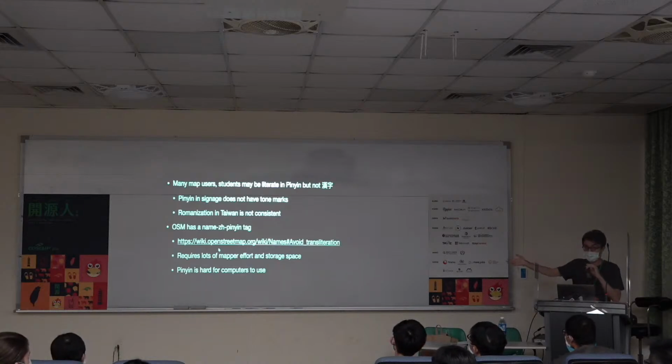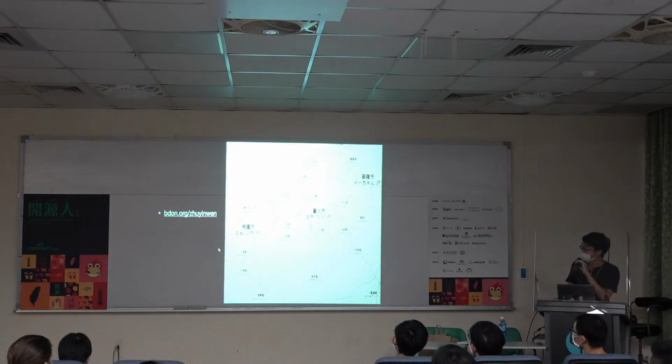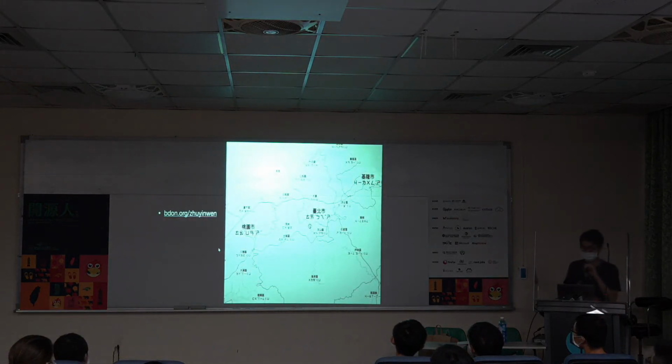So OSM does have a tag to store this data, but it would be a lot of work for mappers to go in and add pinyin to every single object. And pinyin is also quite hard for computers to use because you need to use a lookup table to parse it. It's a non-regular language. So a small demo I've been working on is if you want to build what's called a Zhuyin-wen map. So this is a completely automated system that uses Moedict, which is the Ministry of Education dictionary that there's lots of apps built on by g0v.